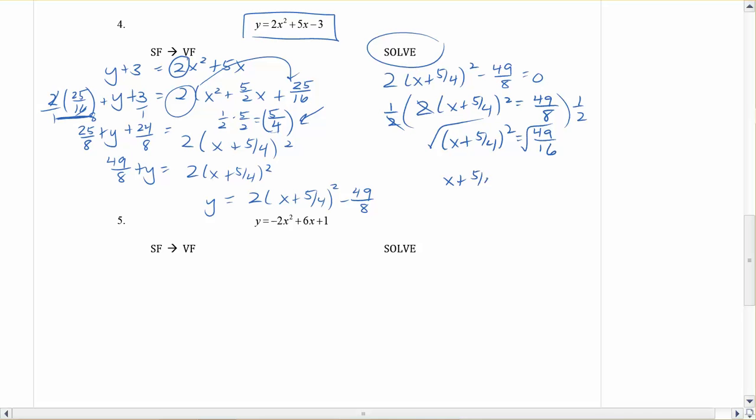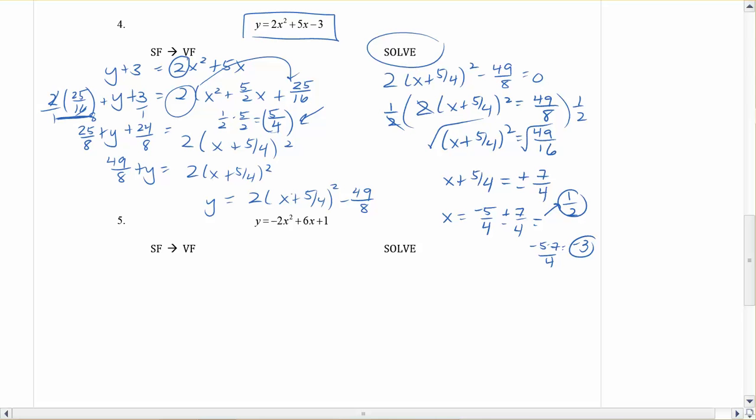So I have x plus 5 fourths equals, the nice thing about this is that the square root of 4, I know I have plus or minus, the square root of 49 is 7, the square root of 16 is 4. So if I were to take 5 fourths over, it would be negative 5 fourths plus or minus 7 fourths. Okay, because those have the same denominator, I can actually put those together and get nice answers. So negative 5 plus 7 is 2. So 2 fourths would be 1/2. That'd be one solution. Negative 5 minus 7 over 4 would be negative 12 over 4, which is negative 3.